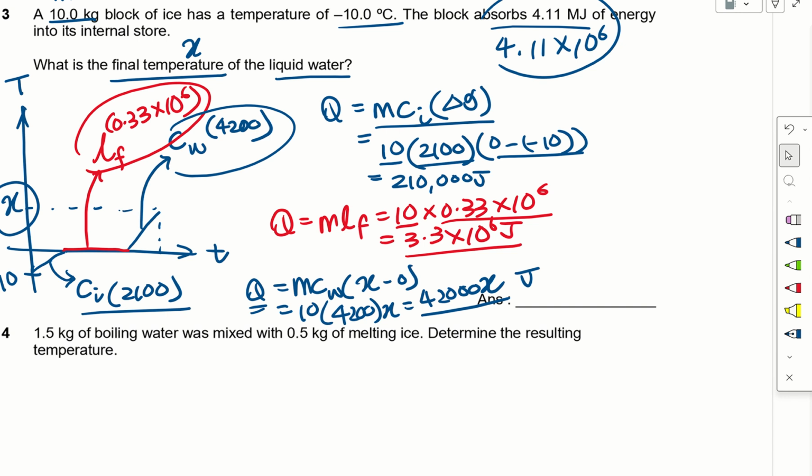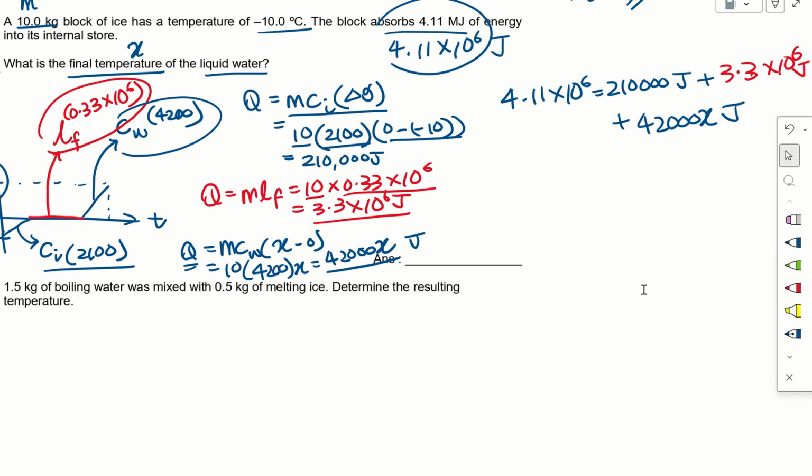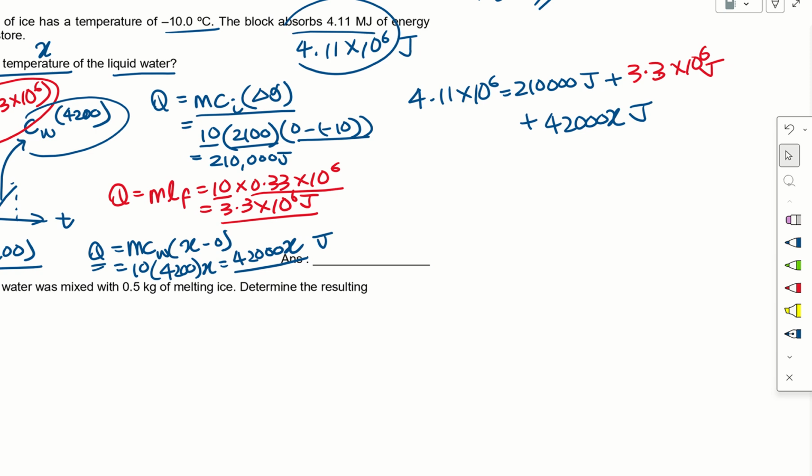So all these 3 stages of energy will be added up together, and it will be a total of 4.11 times 10 to the power of 6 joules. So I form the equation: 4.11 times 10 to the power of 6 joules equals the first stage, plus the second stage when it's melting, and lastly it contains the unknown X for the last stage, whereby the temperature of the water increases from 0 all the way to X. By forming this equation, I should then be able to solve for X.